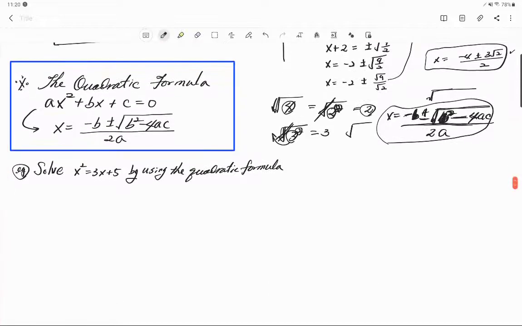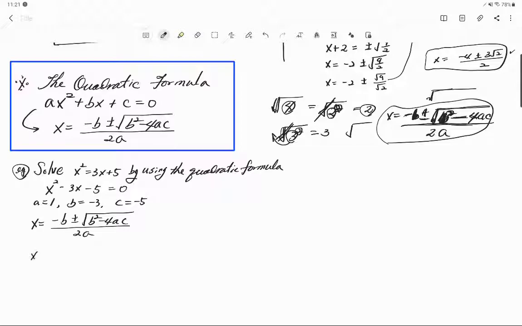So using this quadratic formula, let's solve this equation. In order to solve this equation by using the quadratic formula, move all 3 terms to the left. So x squared minus 3x minus 5 equals 0. In this case, the coefficient of x squared is 1, so a equals 1, b equals negative 3, and c equals negative 5, right? Then write the quadratic formula: negative b plus or minus square root of b squared minus 4ac over 2a.